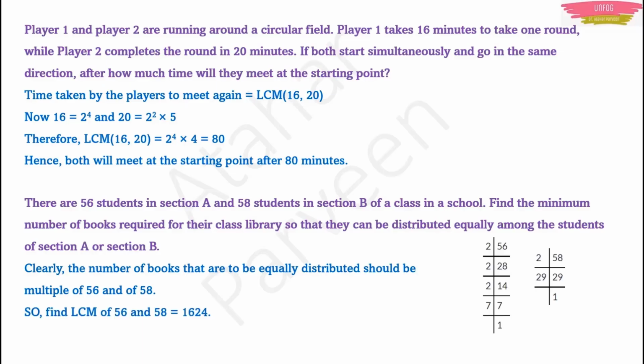Now find the LCM of 56 and 58. Either you take the LCM separately or you take it together, you will get the same answer. It will be 1624. Now these 1624 books are required in that library to distribute among the students of section A or section B.